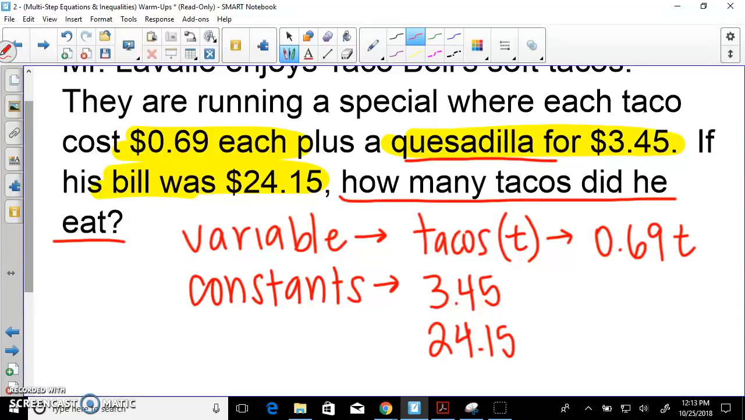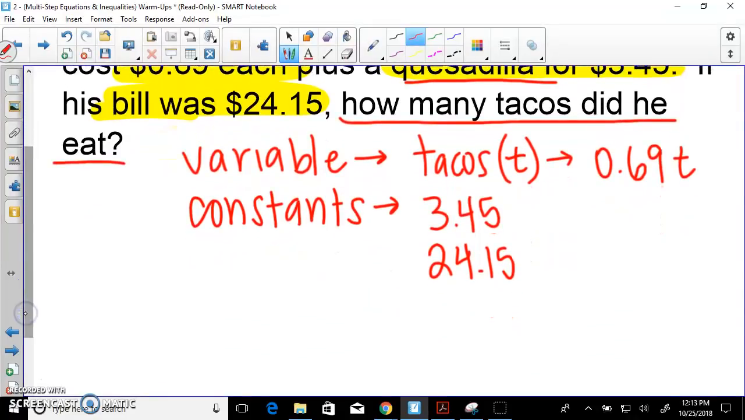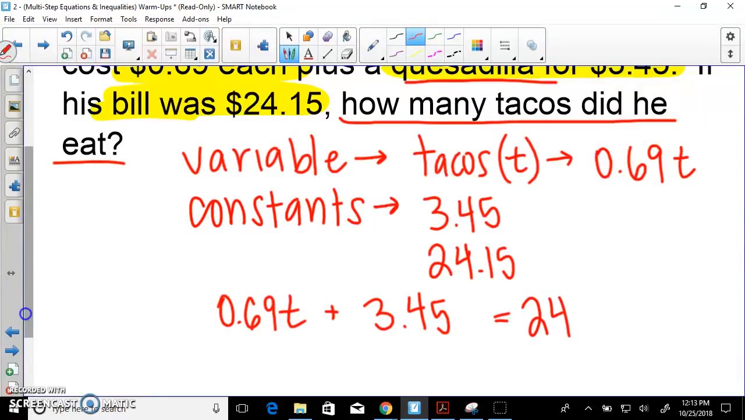So let's put the relationship between these variables and constants together into an equation. So thinking about how much he spends, well, he's going to spend 69 cents or 0.69 T per taco plus a one-time fee of $3.45 for the quesadilla, and he's going to spend a total of $24.15. How many tacos did he eat?